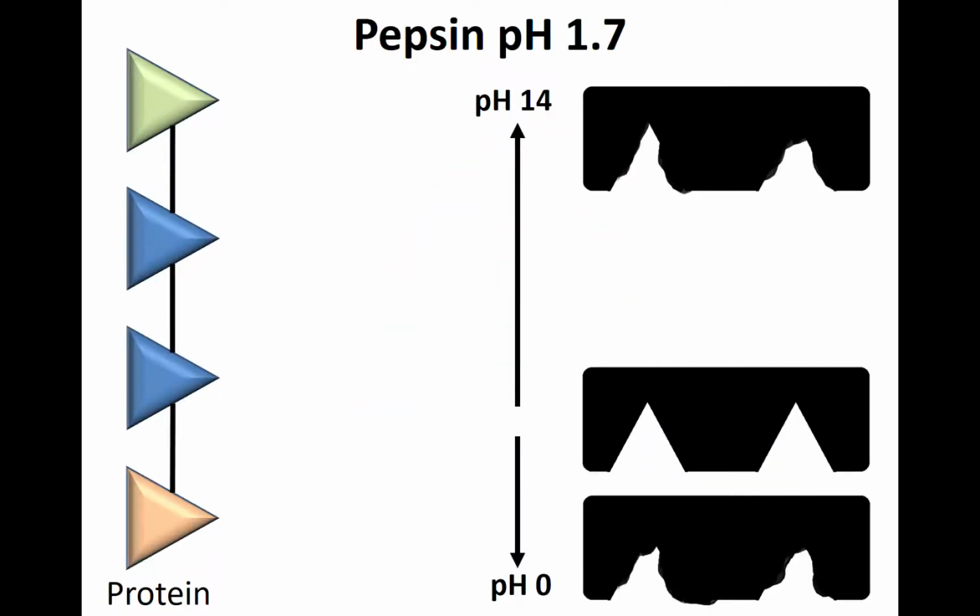Pepsin has an optimum pH of 1.7. That means moving from 1.7 up to neutral, which is 7, the pepsin will denature. So even in plain water, pepsin will become denatured. It keeps its shape only in acidic pH.